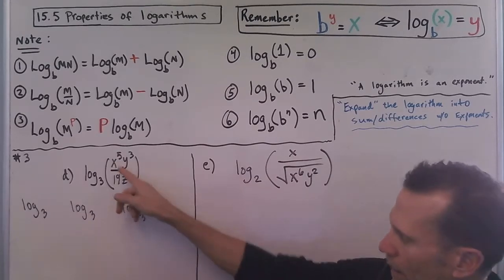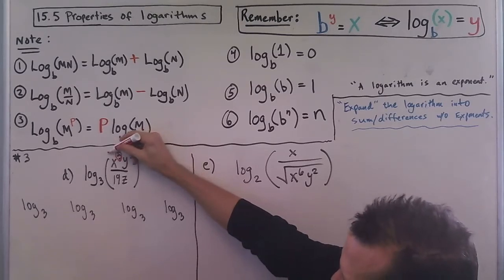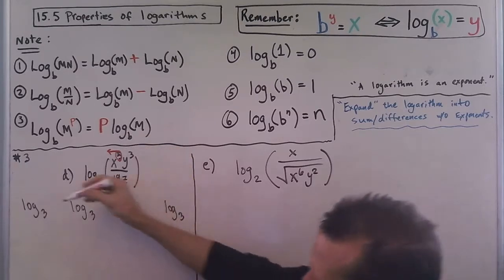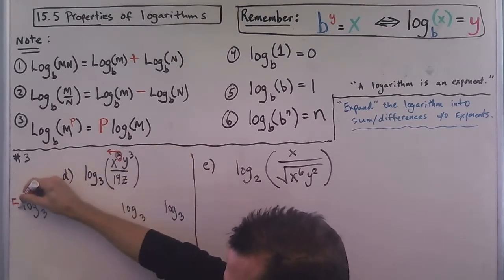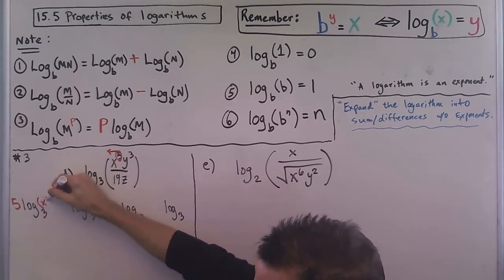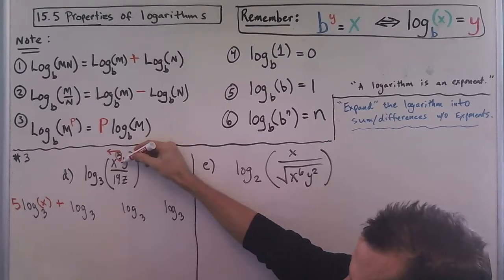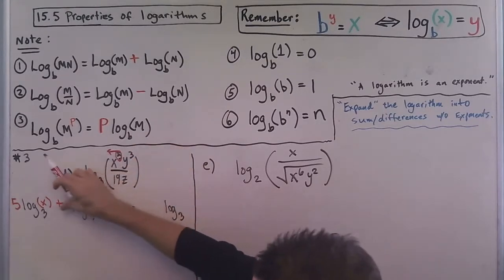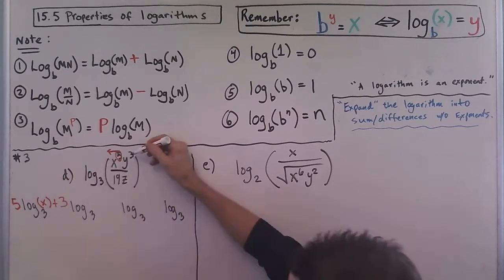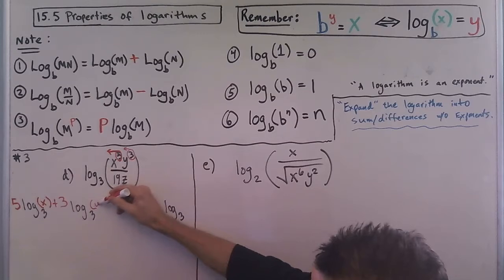And then I think about this, and we've used this rule quite a few times, that this 5 actually has to come out to the front because of this power rule here. So I have the 5 out front, and then I have x, then I have plus here because they're in the numerator and the multiplication here. I have the 3, so I'm going to put plus. That 3 has to come out front, and then y.